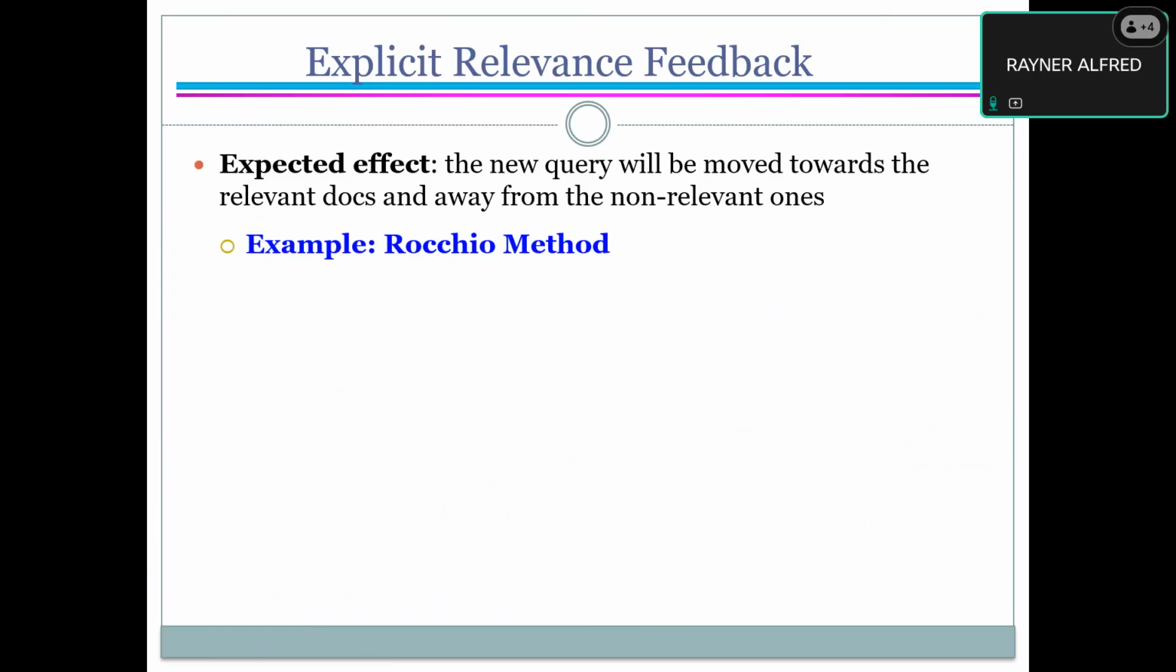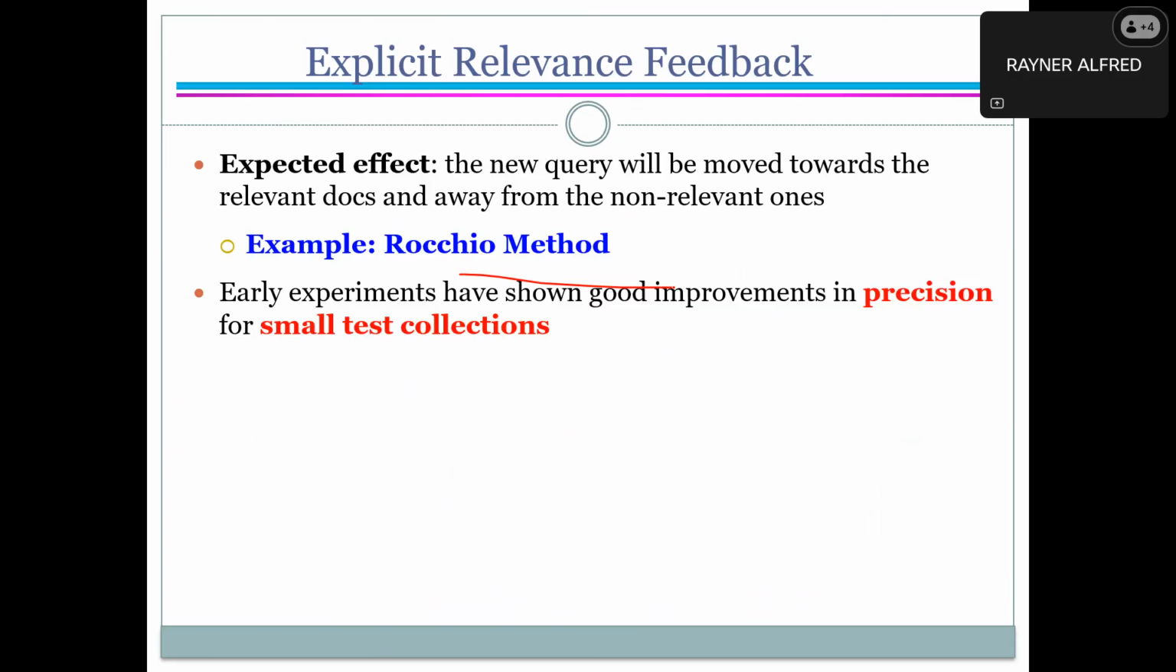To illustrate this one, we need to study the Rocchio method. So we need to look at where is the initial position of the vector before and after knowing the number of relevant documents that we have in our collection. So we will study this Rocchio method. Early experiments have shown good improvement in precision for small test collection when we use this Rocchio method. So we need to know what this Rocchio method is.